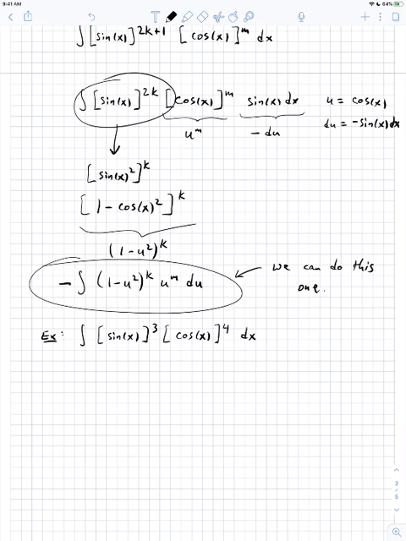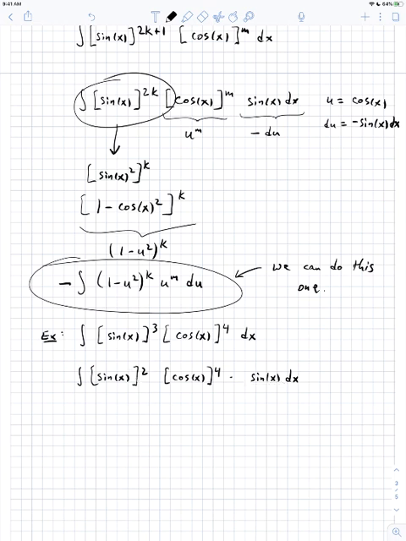So what I want to do, since this power on sine is odd, I want to strip away one of those sines. So it's going to be sine x quantity squared times cosine x to the 4th, and I'm going to write that sine over here, sine of x dx. Okay, so that third sine, the odd sine out, I'm writing right there. So we have 2 and just 1 on its own. That together gives us 3.